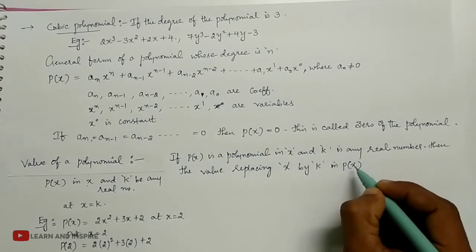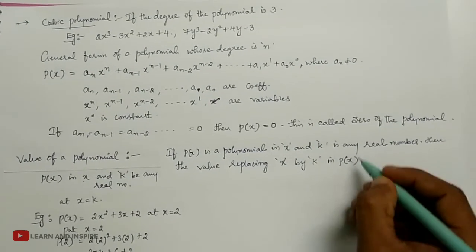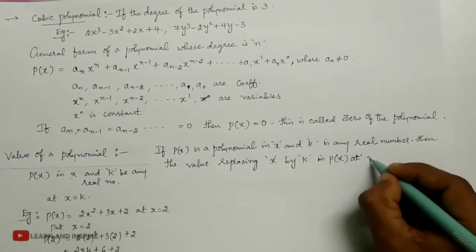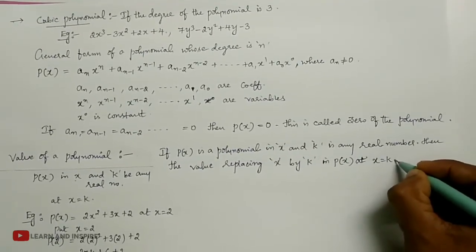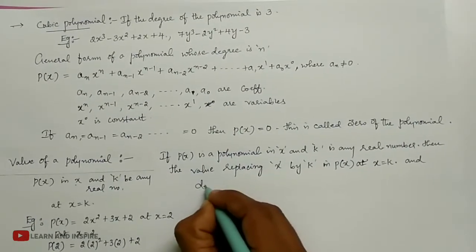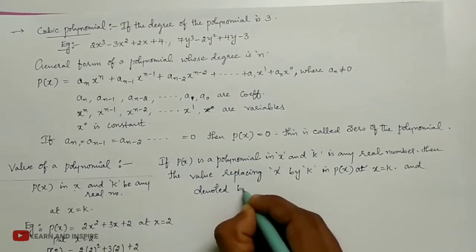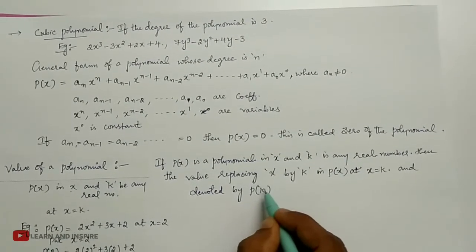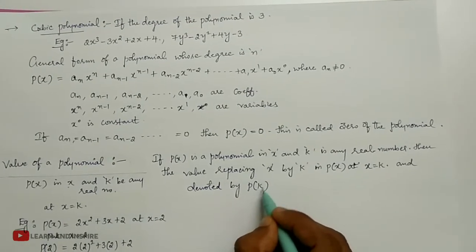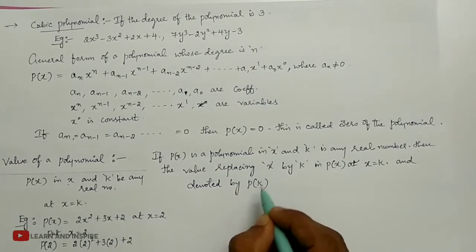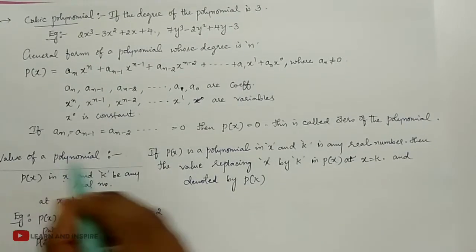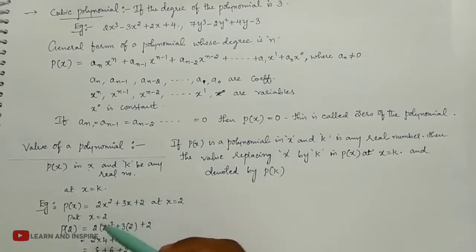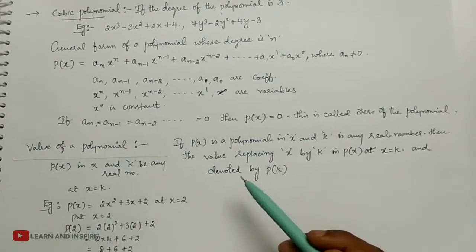So we have to replace x in the polynomial, then at x is equal to k, and it is denoted by p of k. So that means in the polynomial, x is replaced by k, where k is any real number. Then we can say that it is the value of the polynomial. So understood what is the value of a polynomial? This is one example based on the value of a polynomial.